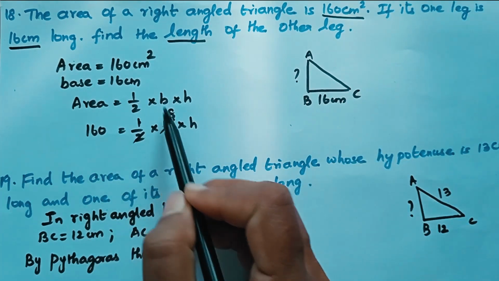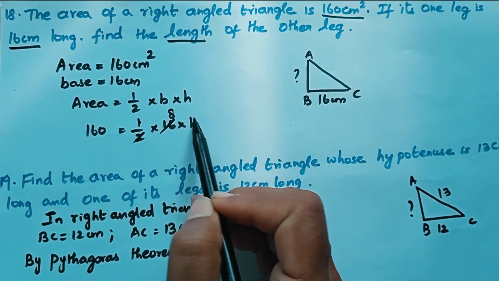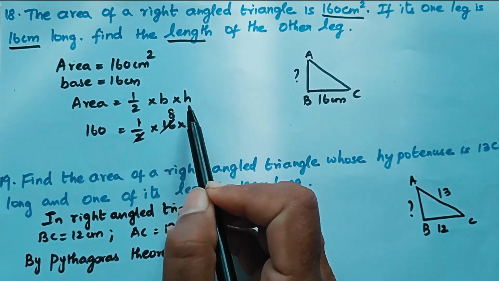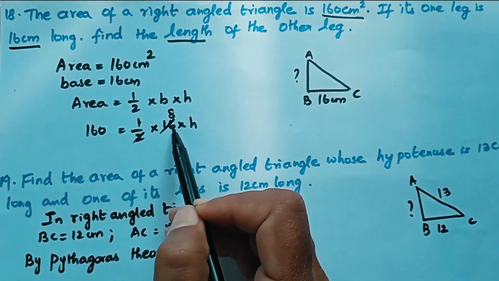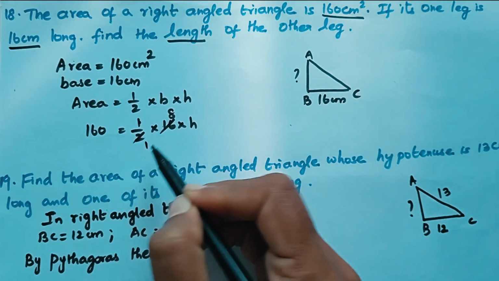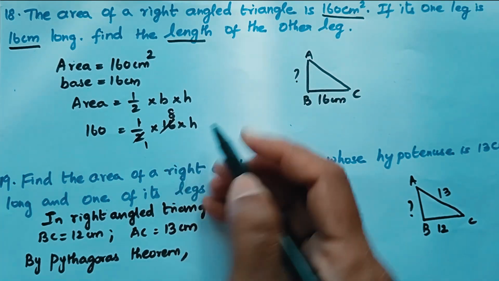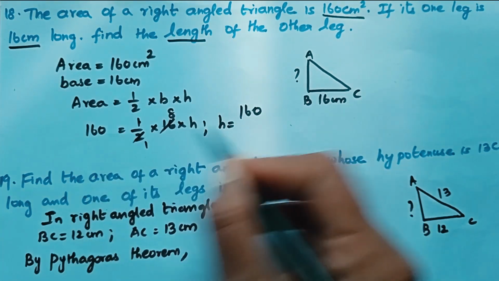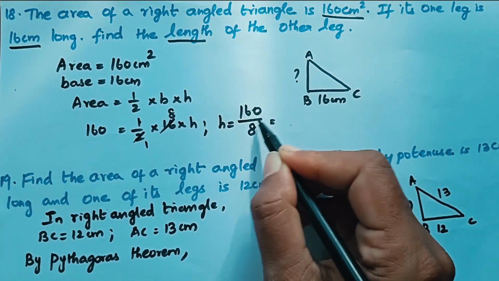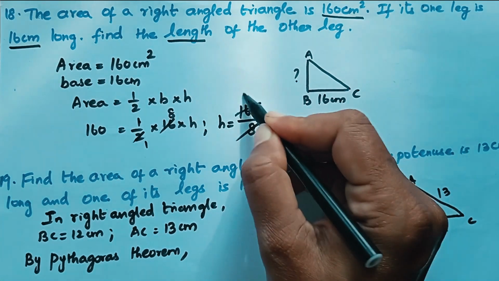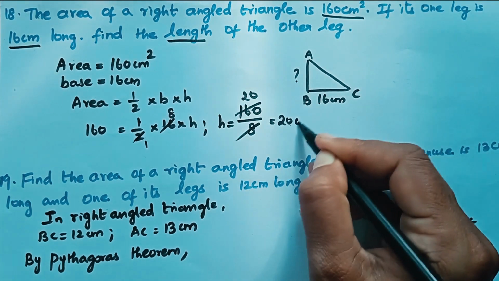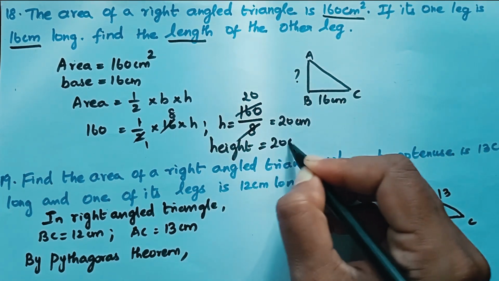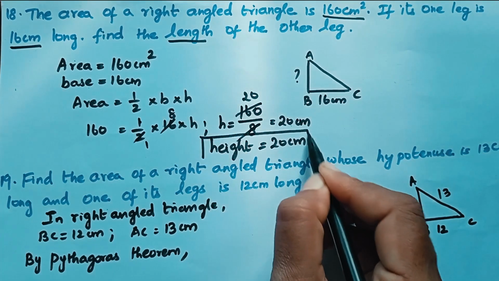So we know area and we know the base. We can find the height using the area formula. Area is equal to half into base into height. Substitute for area 160 and base 16. Cancel out using two tables, 2 into 1 time, 2 into 8 times. So now we can find h is equal to 160. Take this 8 to the other side, so you will get 160 divided by 8. Cancel out using 8, 2 times is 16, 0. So 20 centimeter. So height is equal to 20 centimeter. This is the answer for the above question.